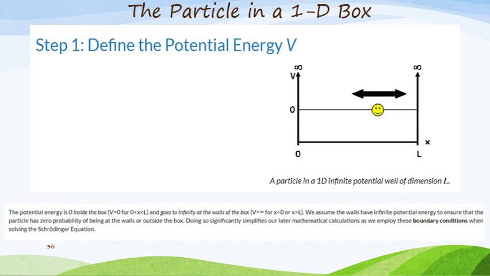So we assume that the walls are going to have infinite potential energy to ensure that the particle has 0 probability of being at the walls or even outside of the box. Doing so is going to significantly simplify our later mathematical calculations as we employ these boundary conditions when solving the Schrödinger equation.